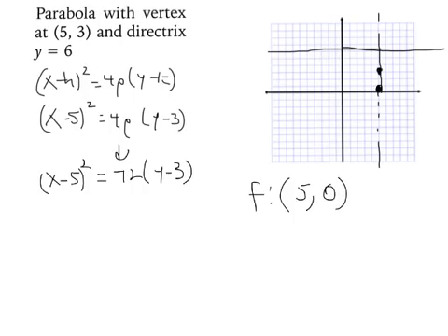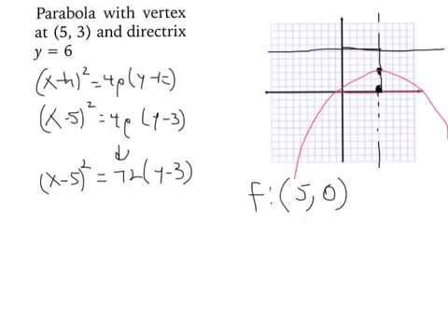Alright, we use our LR in red here. 4p is 12 units, so I'd actually have to come out here to 6 units to the right, 6 units to the left, and draw our parabola. Alright?